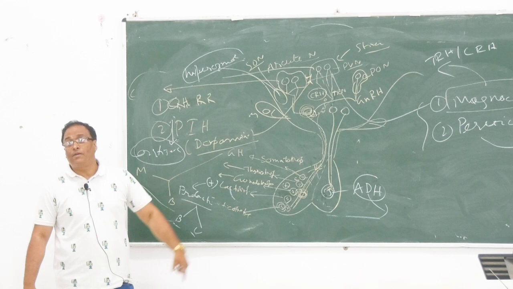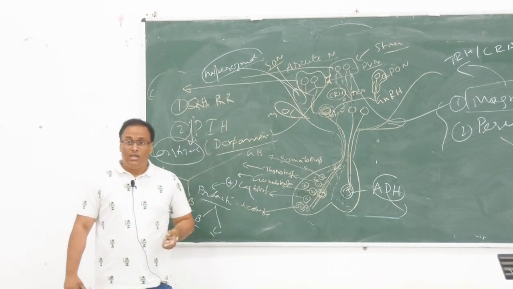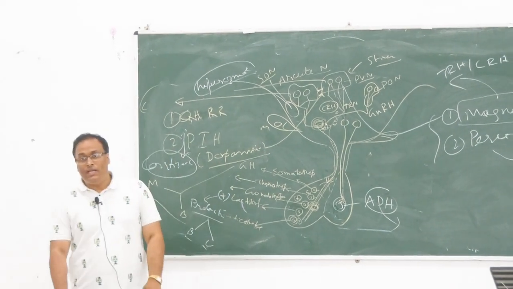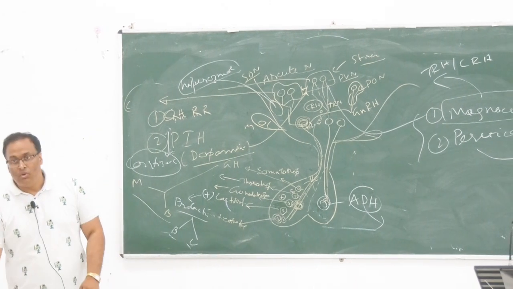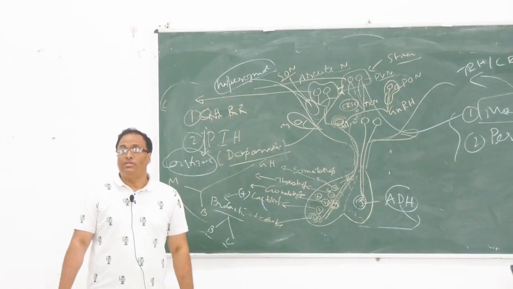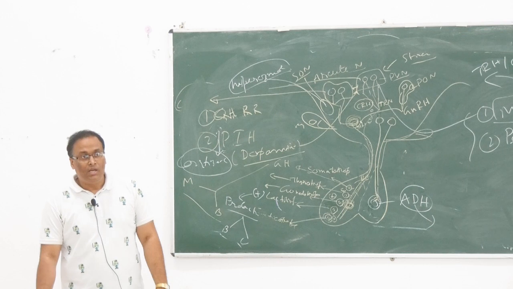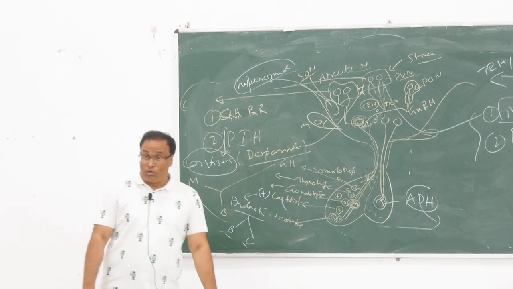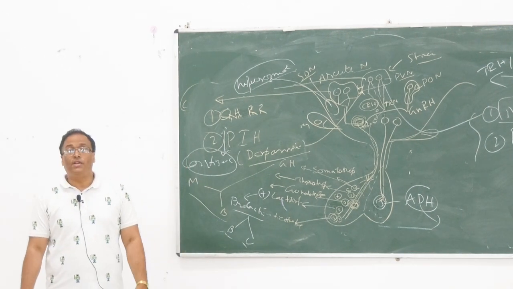But remember the FLAT PEG: FSH, LH, ACTH and TSH, and PEG for prolactin, endorphins and growth hormone. Finish of these anterior pituitary hormones.